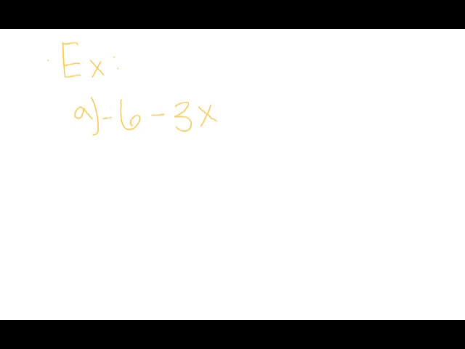6 minus 3x. We are looking for the variables and the constants in this equation. Let's find the variable first. Remember, a variable is a symbol, usually a letter, used to represent the unknown number. Take a look at this example and find the variable. If you notice, x is the letter representing a number that we have no idea what the number actually is. So x will be considered your variable.